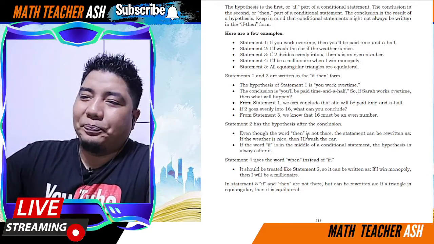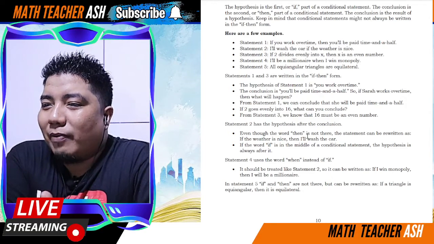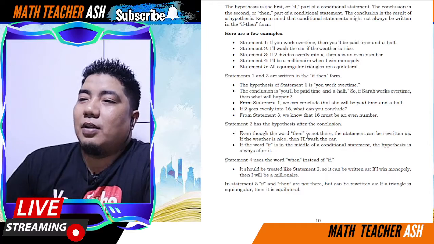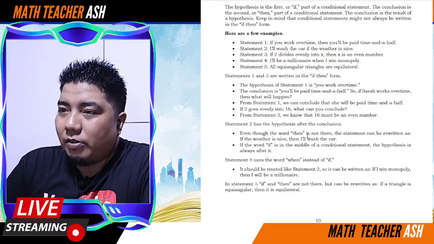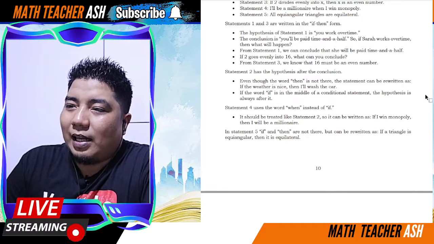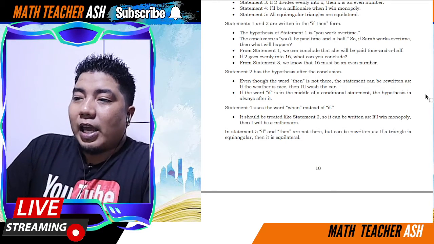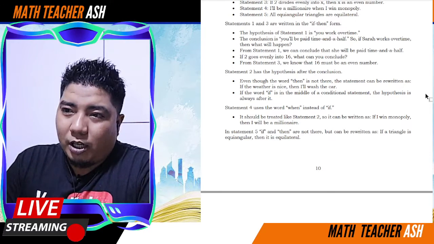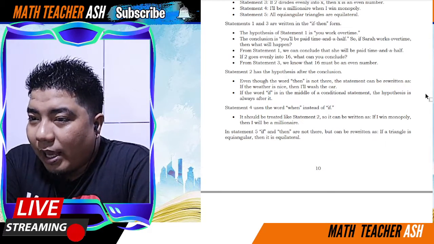All right. We have statement 4. It uses the word when instead of if. Ayan. I'll be a millionaire when I win Monopoly. So it should be treated like statement 2. It can be written, if I win Monopoly, then I will be a millionaire. So pwede yun. Then we have also here statement number 5.